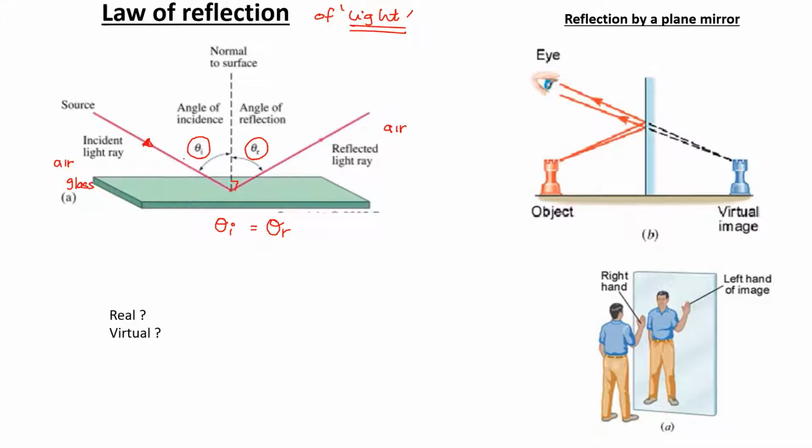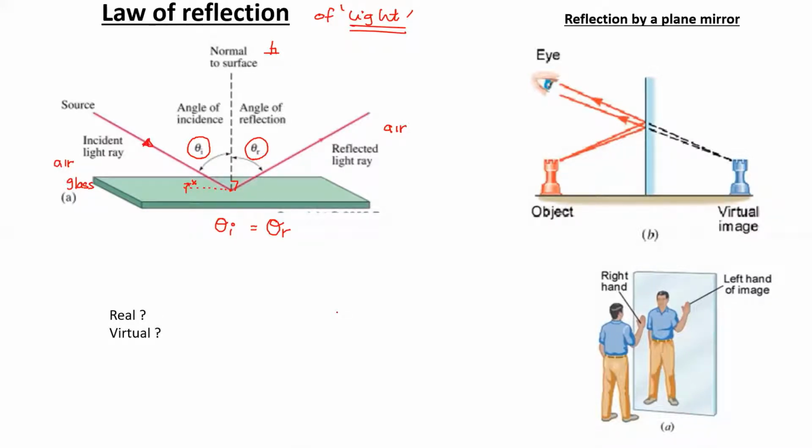At the location where the ray hits the surface, you draw a normal. Normal means a perpendicular line. The incident angle is the angle between that normal line and your ray. It is not this angle. A lot of people I have seen write this angle, but it is not this. It is this. That is the law of reflection, which is very easy.